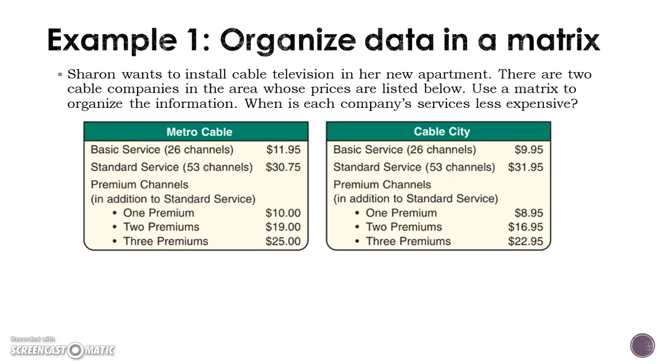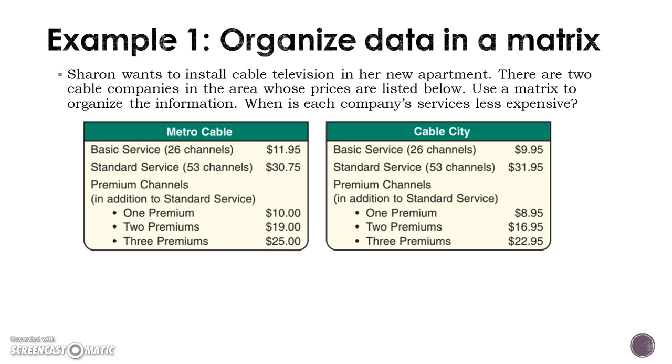So Sharon wants to install cable television in her new apartment. There are 2 cable companies in the area whose prices are listed below. We're going to use a matrix to organize the information. When is each company's services less expensive? So let's start by figuring out what our rows and columns are.